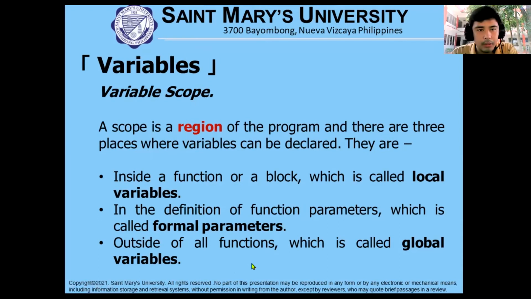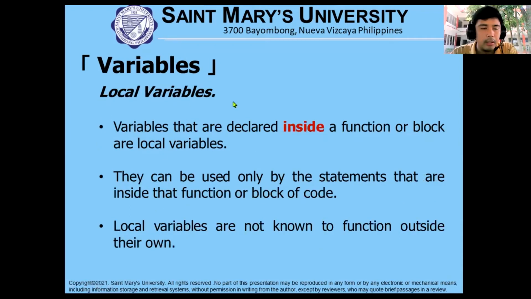Okay, so let us continue with another one in detail. Local variables. Variables that are declared inside a function or a block are called local variables. This is the key term under local variables. As an analogy, it is a pipe per department way of thinking: electrical, computer, and so on. They can also be used only by statements that are inside a function or a block of code. And local variables are not known to a function outside their own.